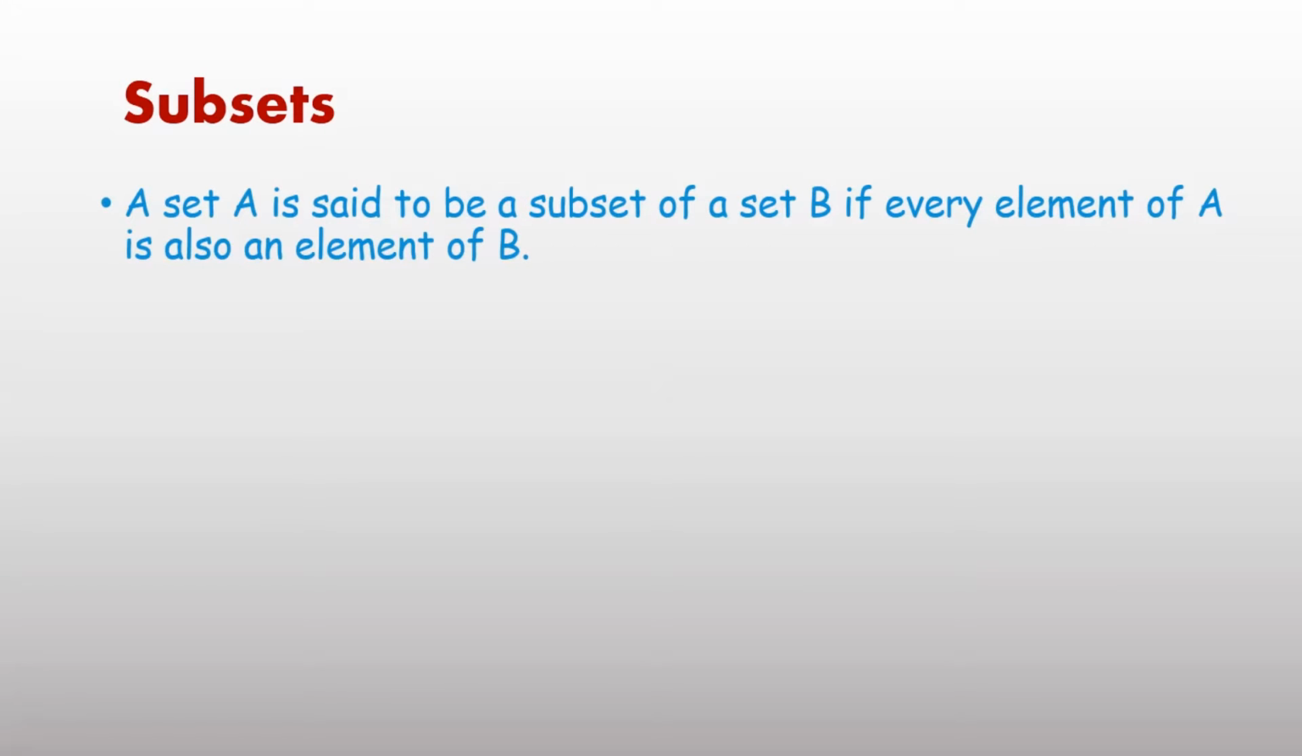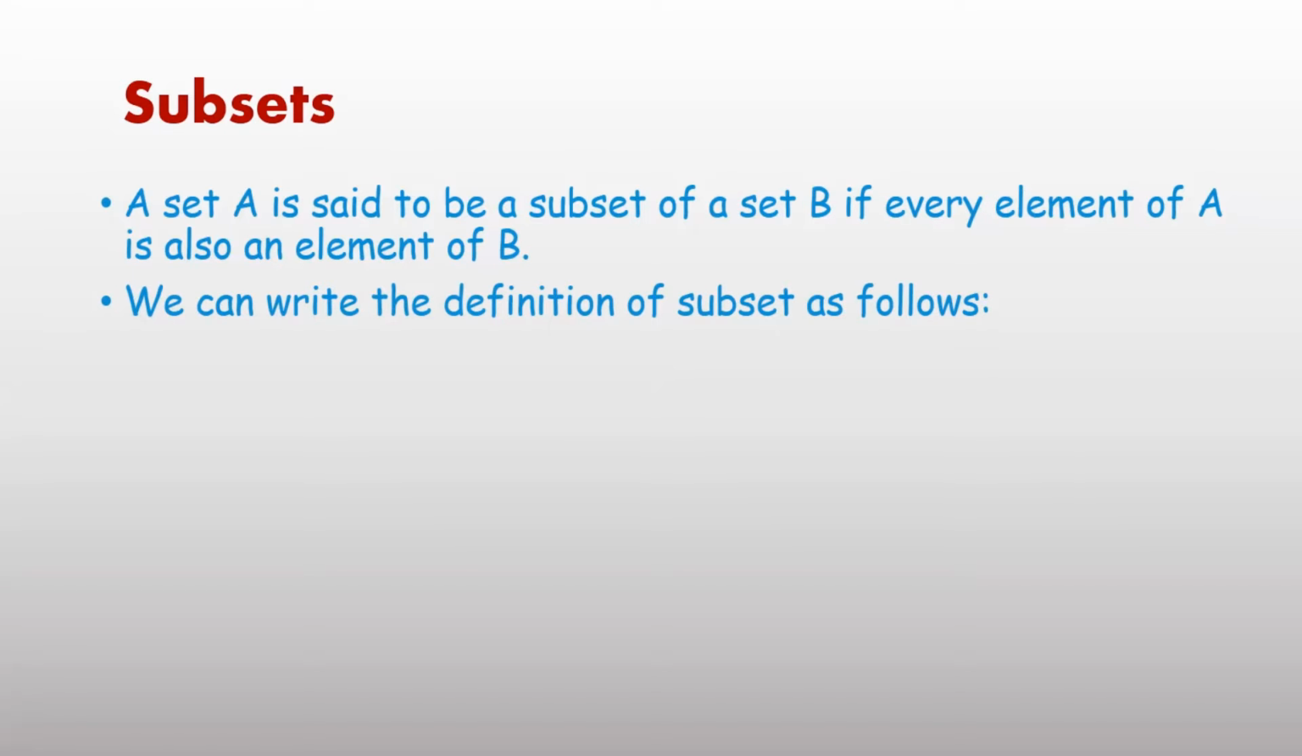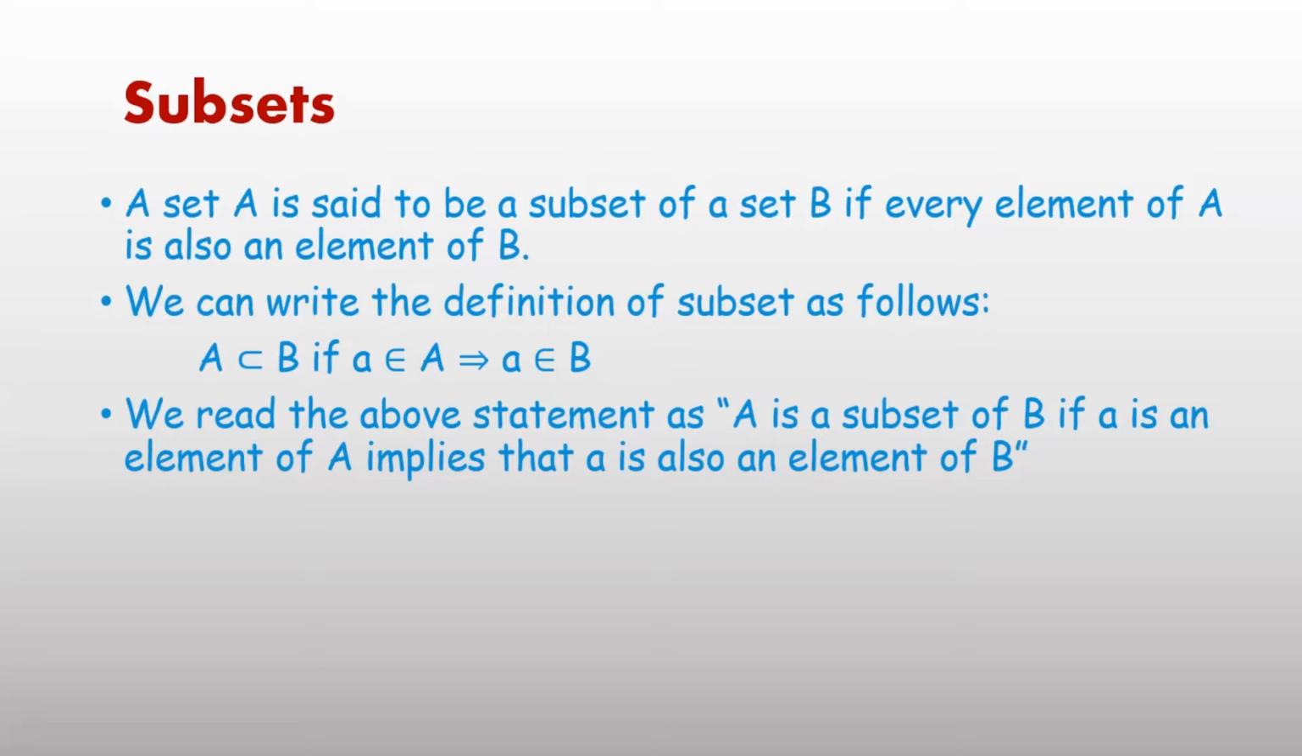Subset means a set A is said to be a subset of set B if every element of set A is also an element of set B. It implies if all the elements of set A are present in set B, then we can say set A is a subset of B. In symbolic form we can write A is a subset of B if x belongs to set A implies x belongs to set B. I hope many of it is clear.